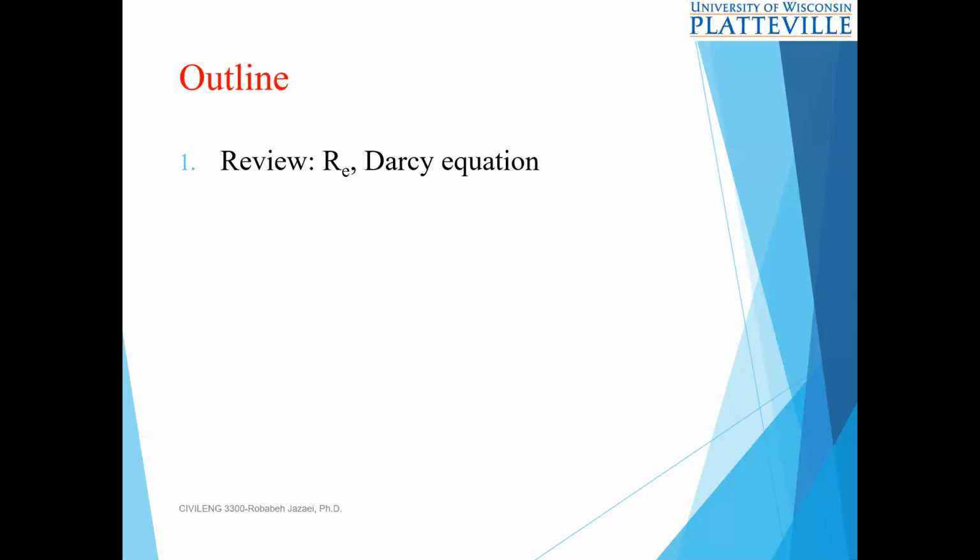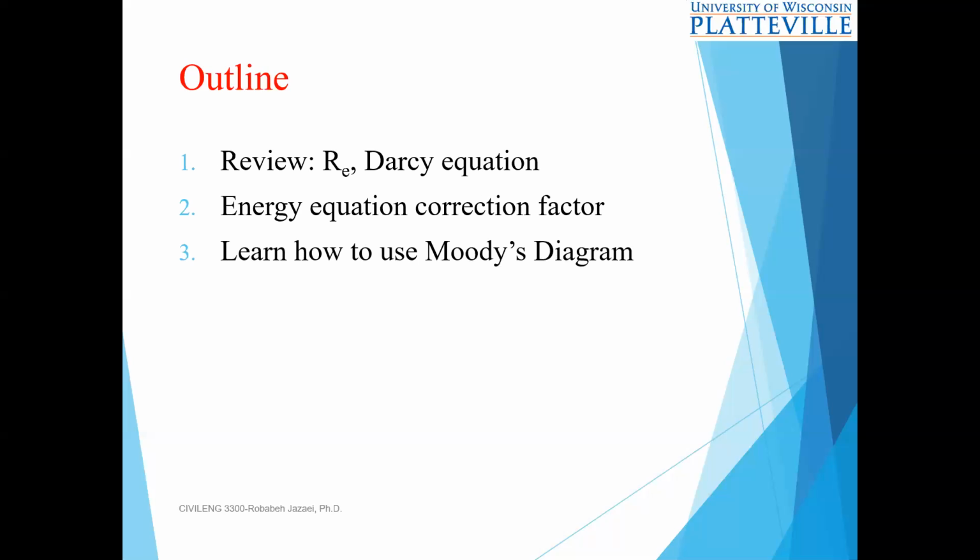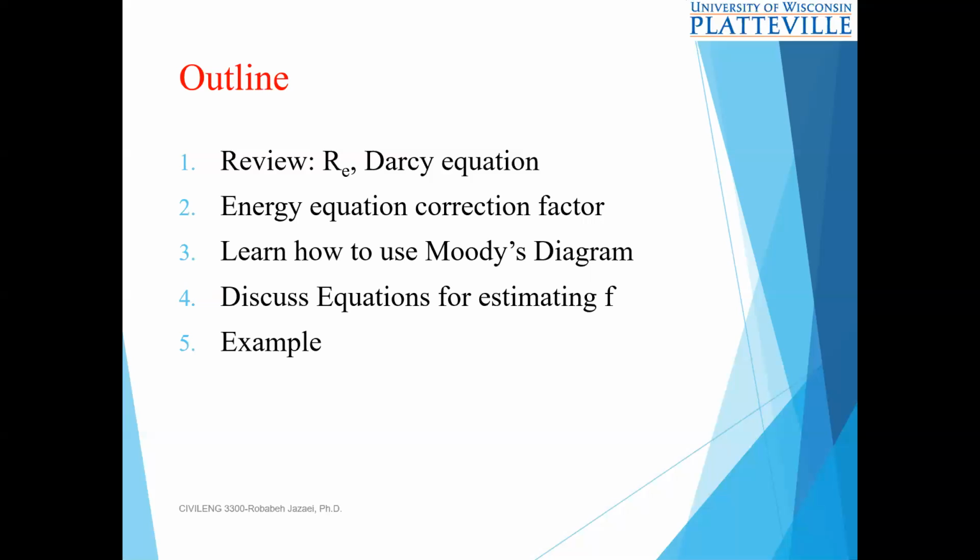So today we start by reviewing what we learned about Reynolds number and the Darcy equation for head loss. Then again we review the energy equation, that we call Bernoulli's equation, with correction factor. And then learn how to use Moody's diagram. Then we discuss the equation for estimating f, which is very important. And then, as always, we solve some examples.